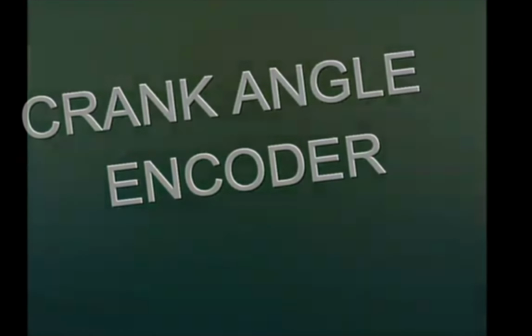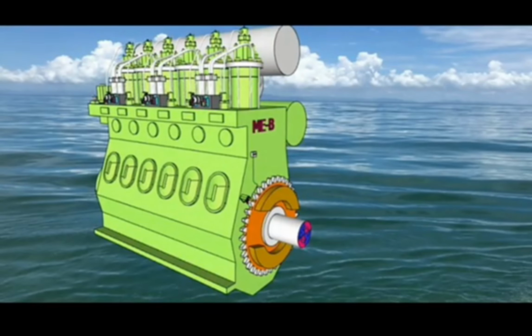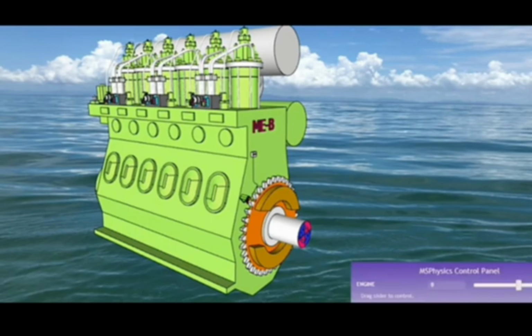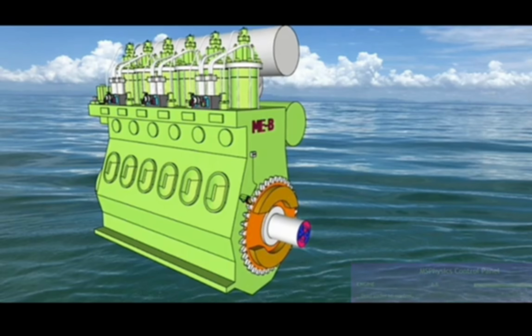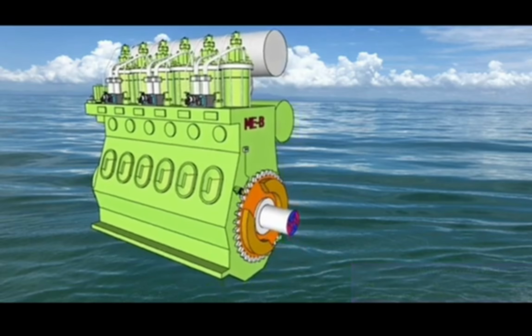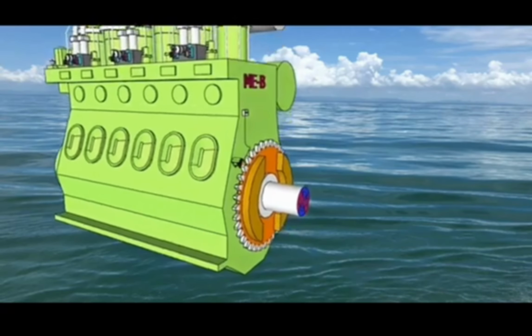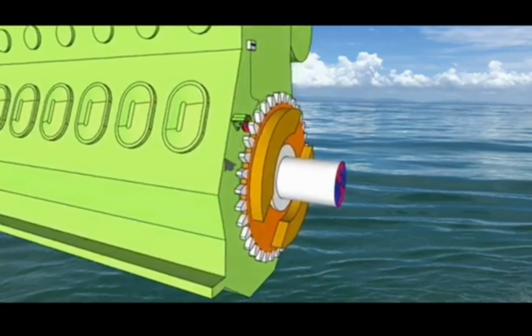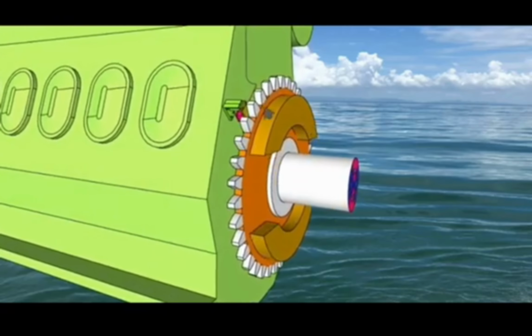Next is the crank angle encoder, which is very important for electronic engines. It gives the actual RPM and actual crank angle position to achieve the proper timing of fuel injection, exhaust valve operation, cylinder lubrication, etc. This is achieved by these encoders. And one encoder is a reference encoder we are going to use later.